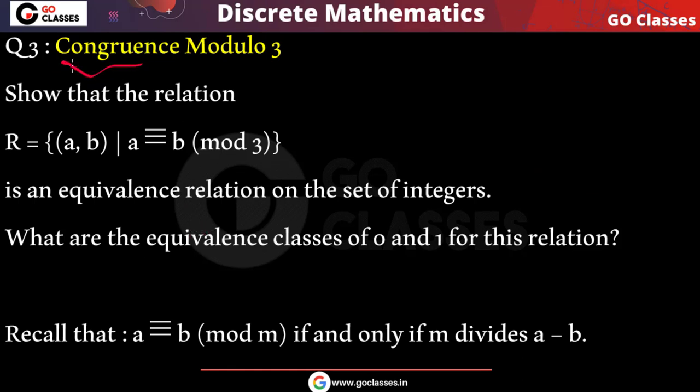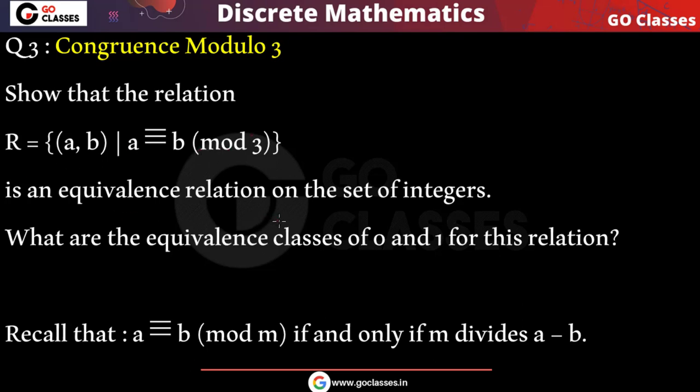This is congruence modulo 3. This is a relation on the set of integers. We are saying A is related to B if and only if they give the same remainder when you divide by 3. Basically this means A is congruent to B modulo 3. What does this mean? It means that 3 divides A minus B. Or I can say that A, B give the same remainder when you divide by 3.